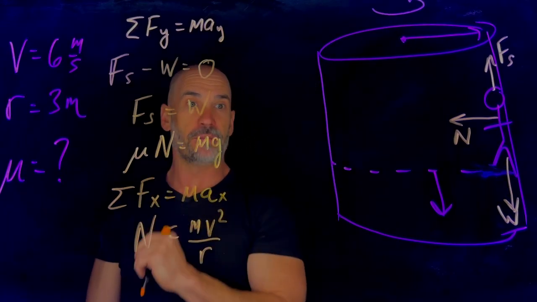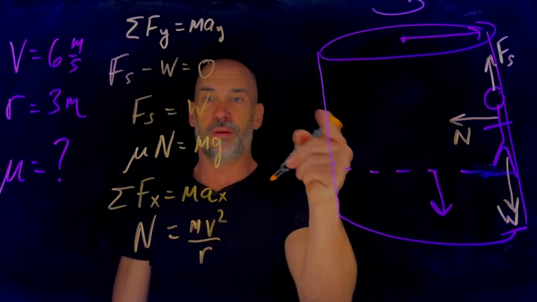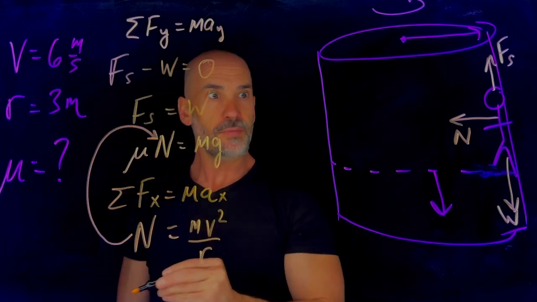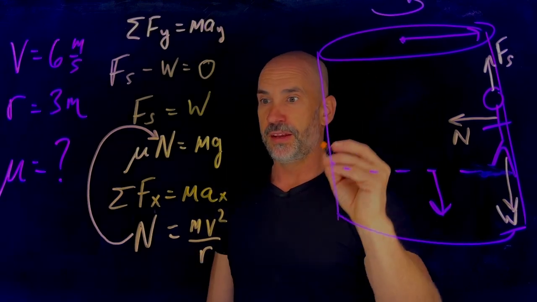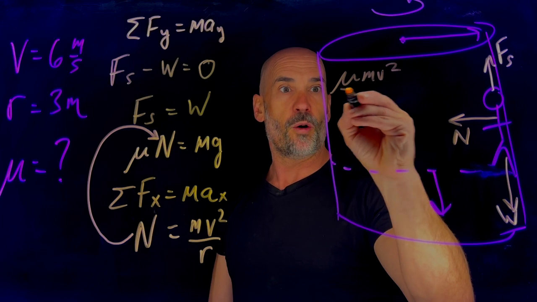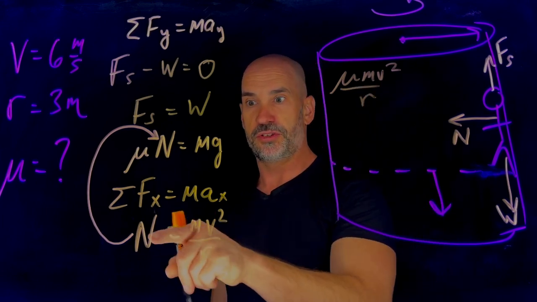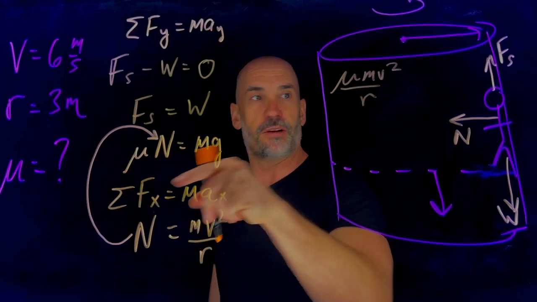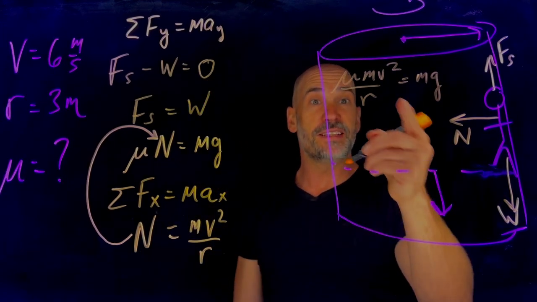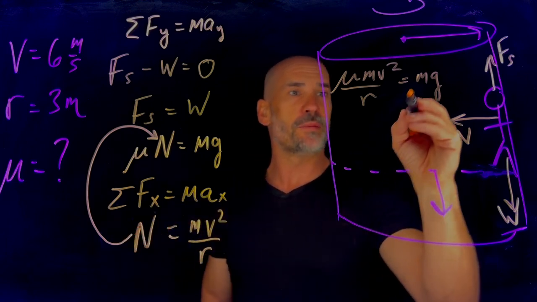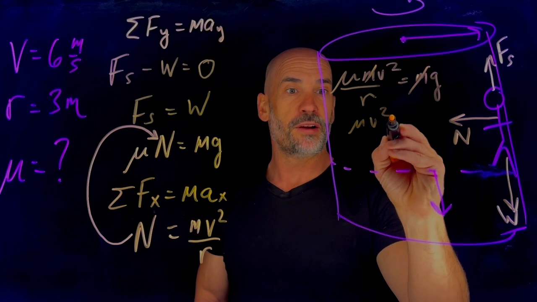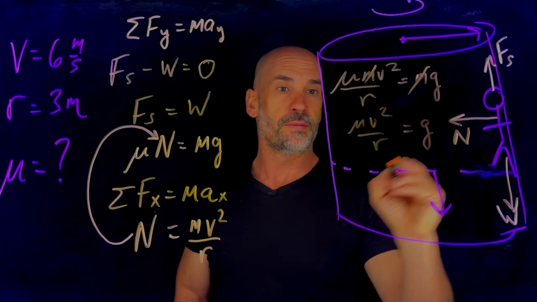Now we have an N. All right, this is very, very helpful. I'm gonna substitute this N over here into this equation. So that means that mu times m v squared over r, right? I'm just subbing this in for this N over here, must equal mass times gravity. All right, and immediately I see that there's an m on each side, so satisfying. I'm gonna go ahead and cancel those out. And that means that mu v squared over r equals g, right?